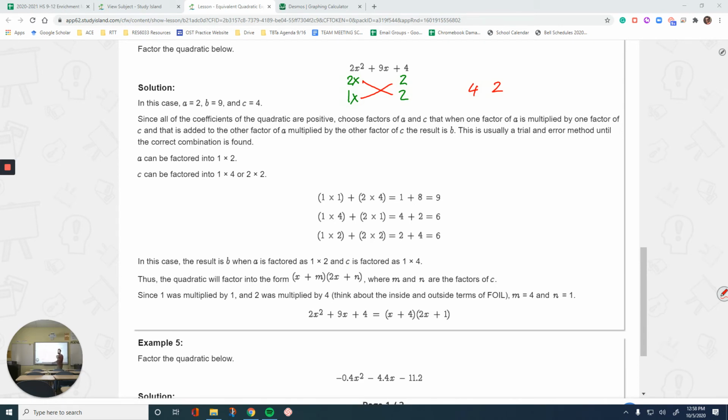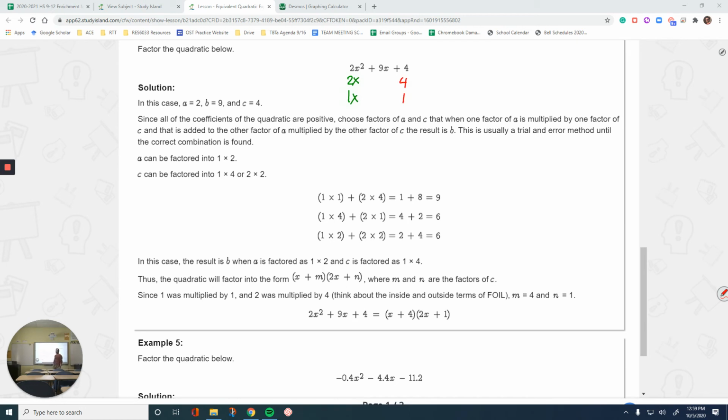I knew that this was going to be wrong because as I was setting it up as 2 and 2, I knew that this gives me 4, that gives me 2. They're not big enough for me to have a 9. Okay, so I'm not going to use these numbers. Let's try 4 and 1.